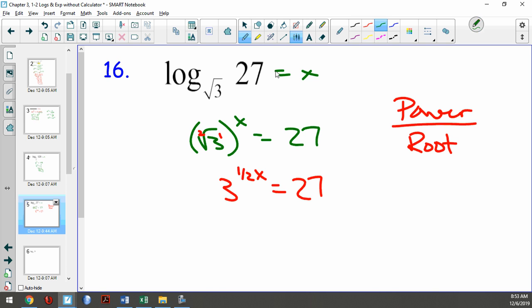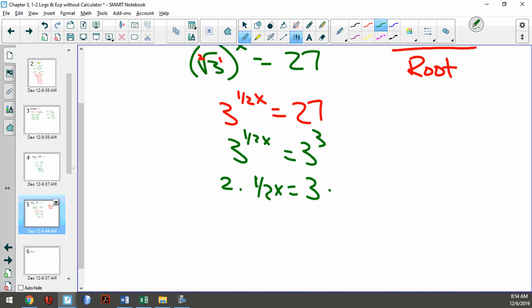Remember? So how do I rewrite 27? It is 3 to the third. Very good. So this is 3 to the 1/2 x is equal to 3 to the third. So 1/2 x is equal to 3. So how do I get rid of the 1/2? Multiply by 2, so x is equal to 6.